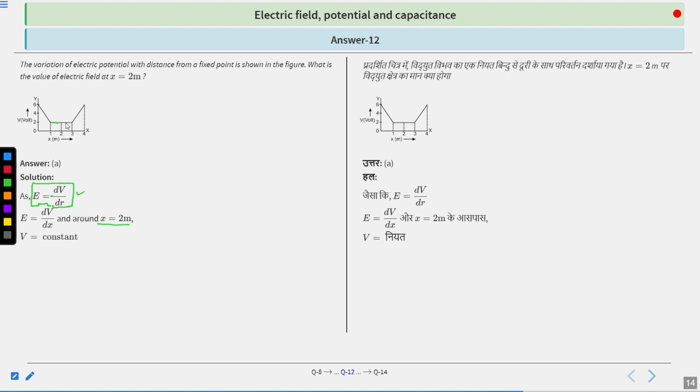Clear? V is constant. So when V is constant, it means dV is equal to 0 and E is equal to 0. Clear? So at x is equal to 2 meter, the electric field should be 0. Why? Because V is constant, it means dV is equal to 0, and E is also 0. Clear? So E is based on this formula, E is equal to minus dV upon dr. So the correct option is option A.